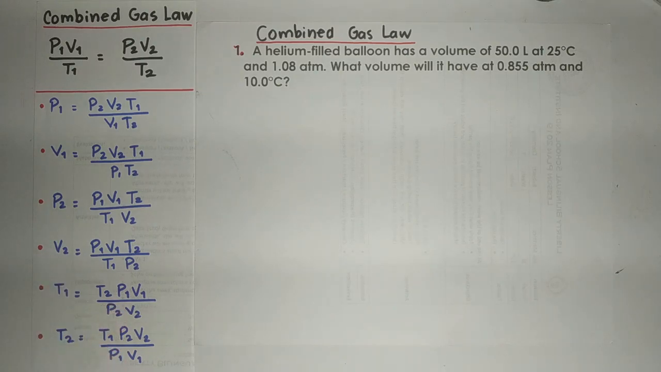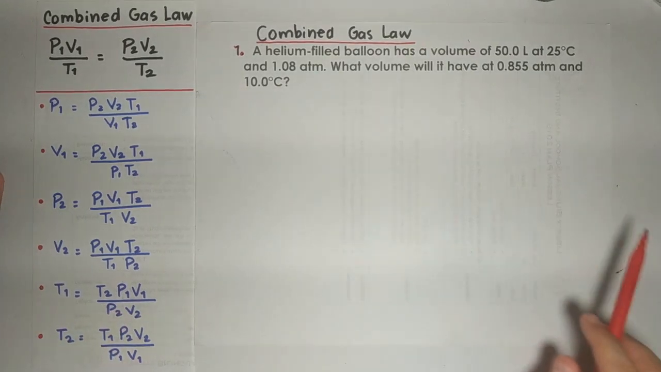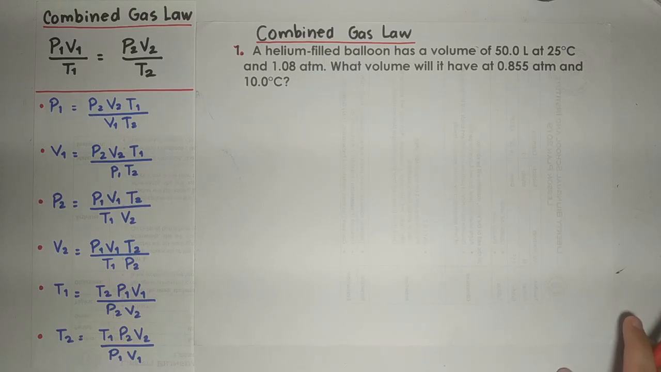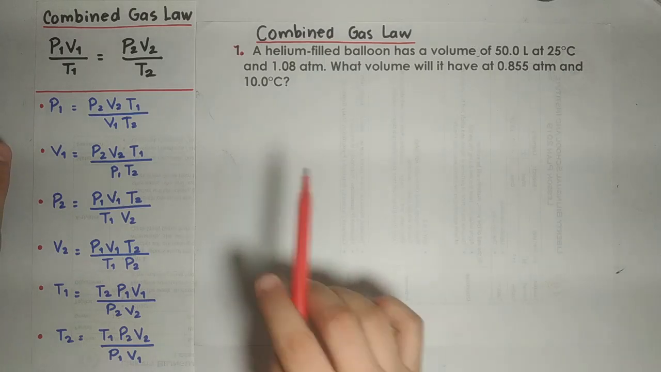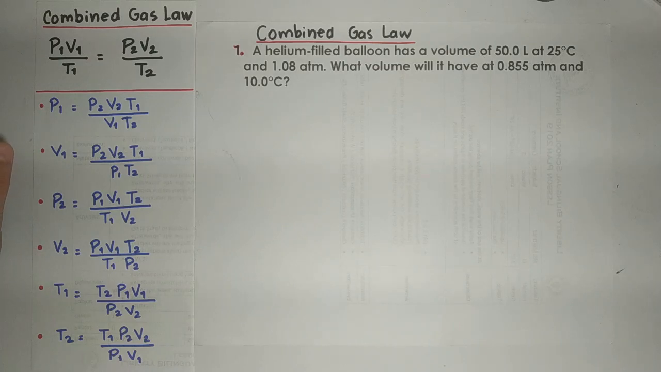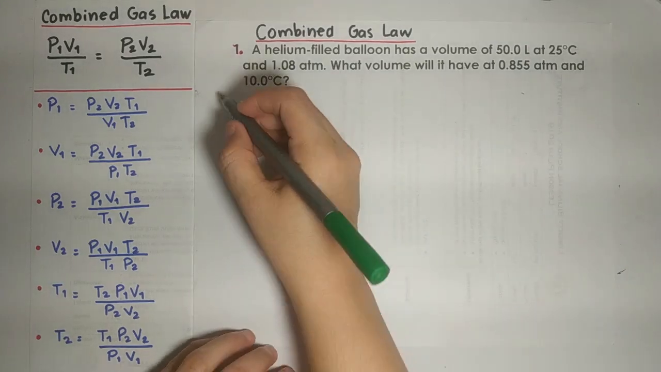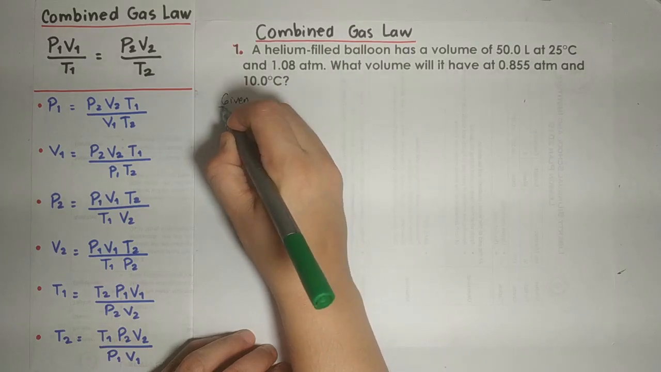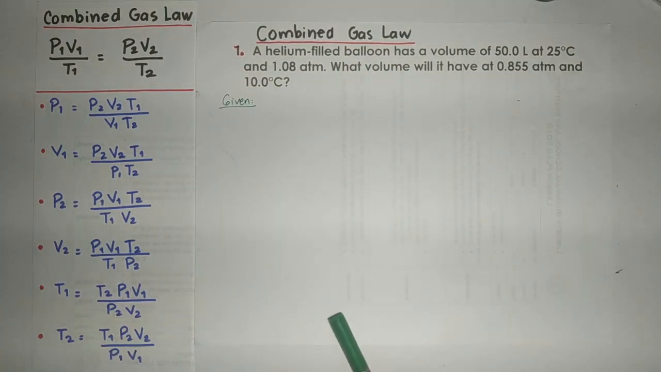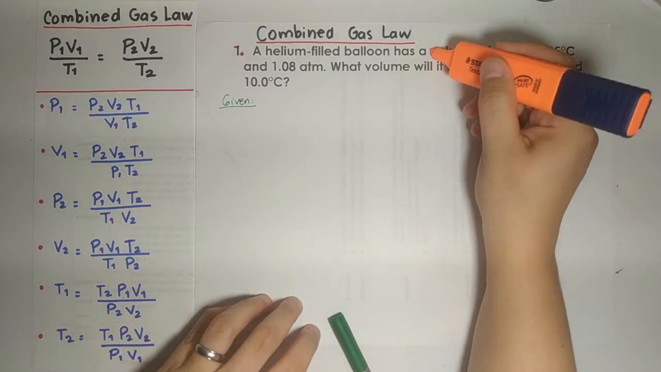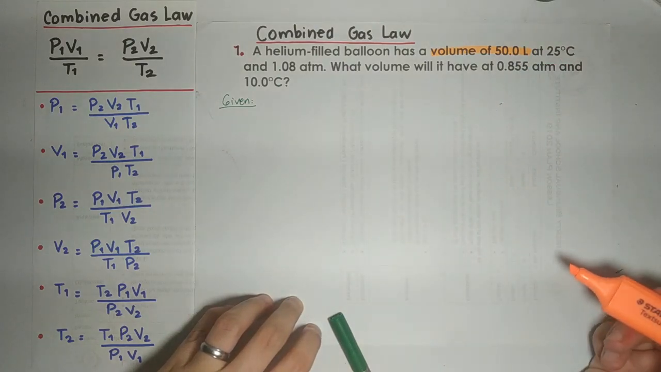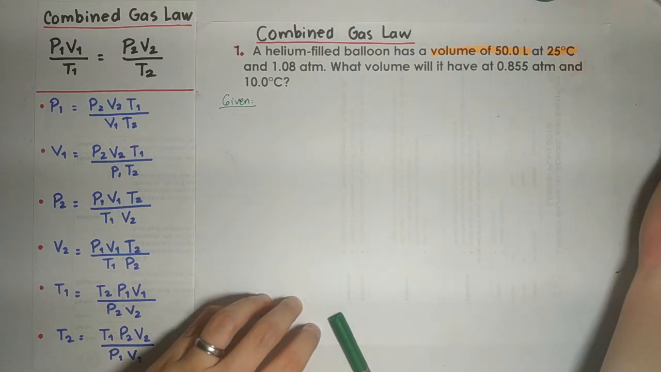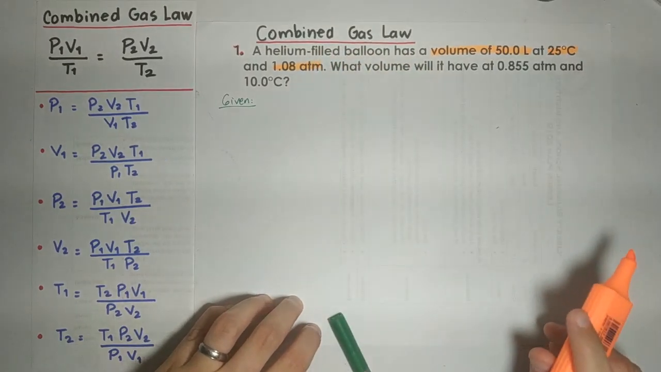According to the type of question is the formula that you will use. Now let's take a look at the first example. We talk about a helium-filled balloon that has a volume of 50 liters at 25 Celsius, and that is also at 1.08 atmospheres of pressure. What volume will it have at 0.855 atmospheres and 10 Celsius? Now we should write all the givens, but before that, let's better identify some givens. So we have the volume of 50 liters, and initially it was at 25 Celsius and 1.08 atmospheres. Those are the initial conditions.